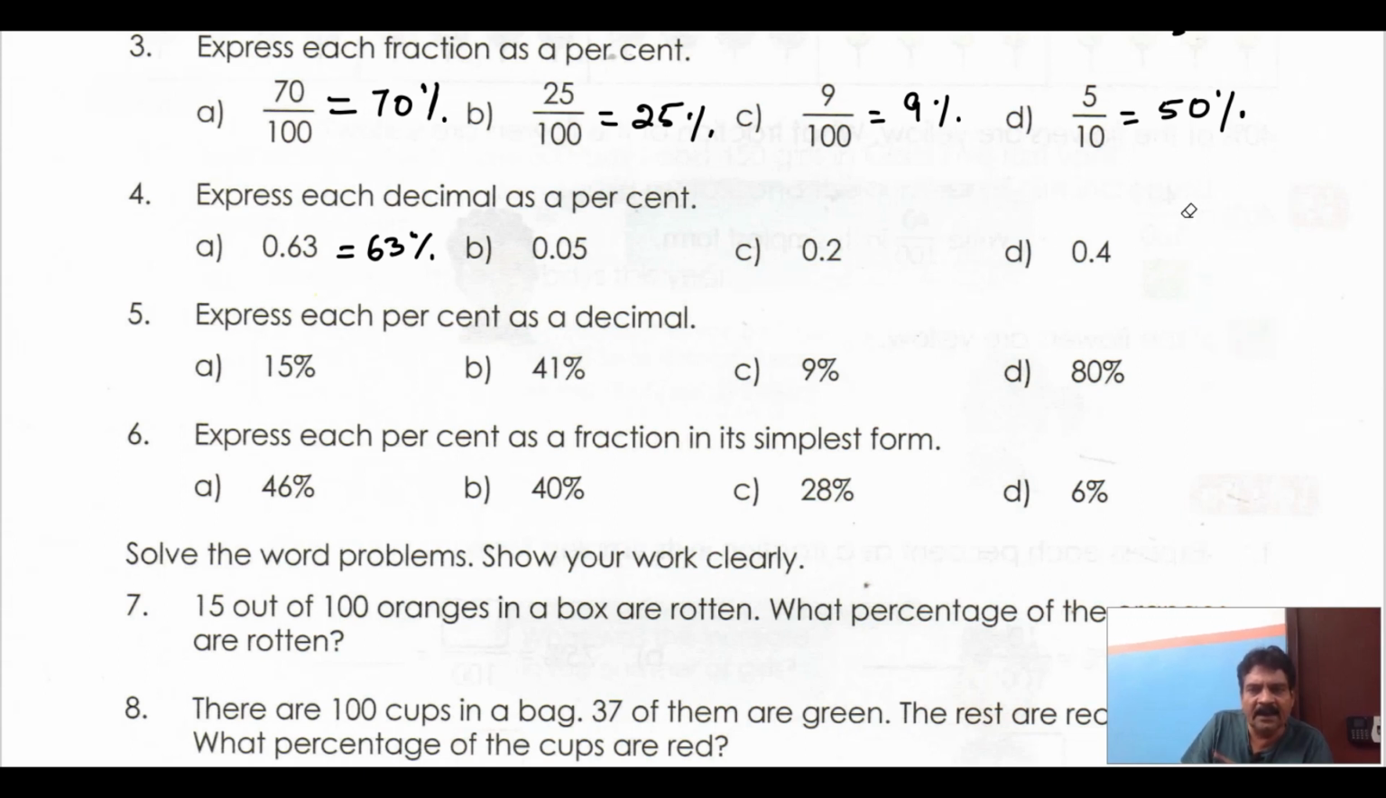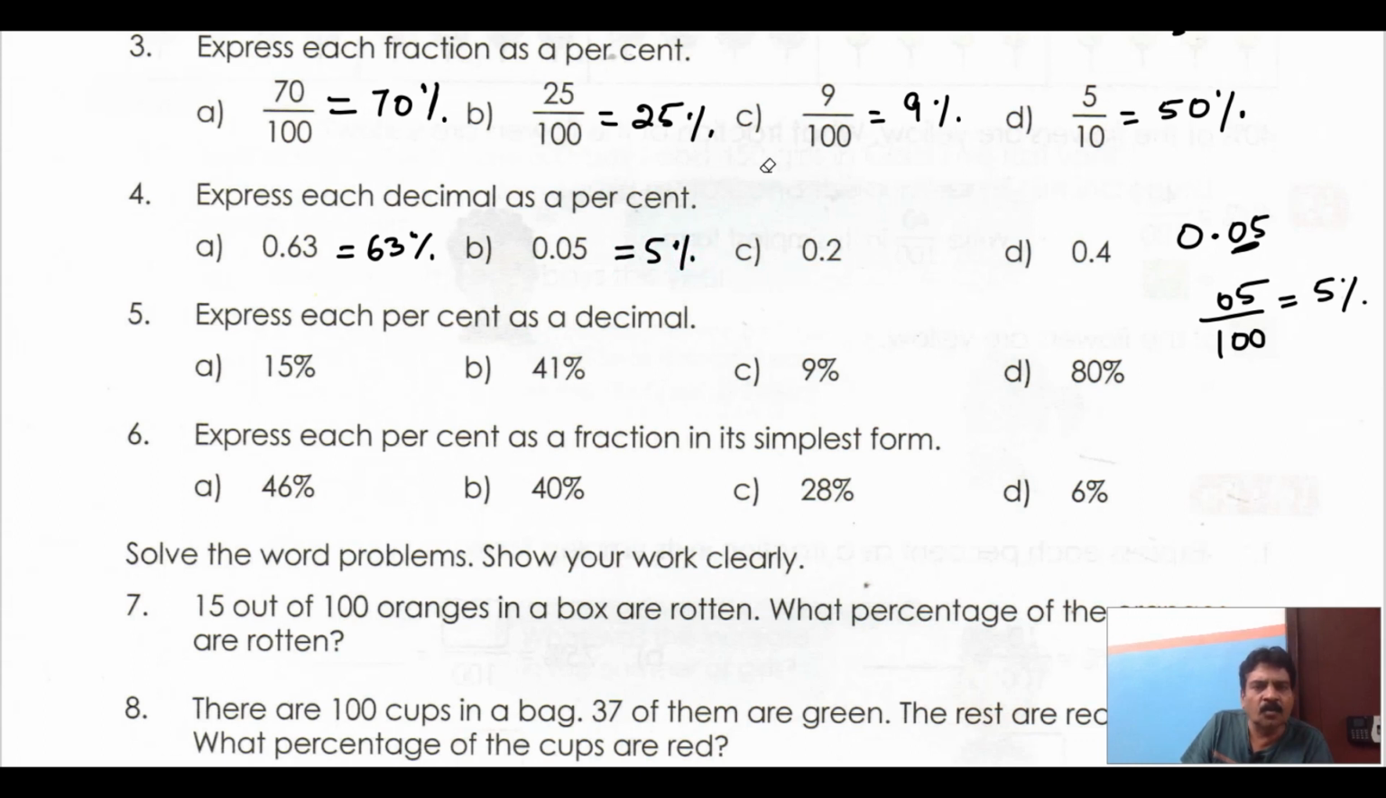In the same way, you do this 0.05. Here the place of the decimal is before 2 digits, so with 2 zeros you have to divide, that is 100, and the same number you write down like this, it becomes 5%. So the answer for this is 5%.